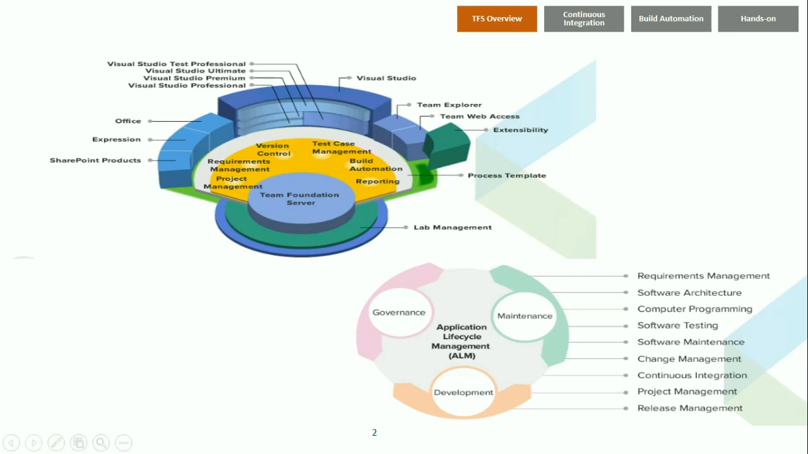I have this second view which talks about what I just described. They call it application lifecycle management. So they maintain your code, they deploy your code, and they provide governance and control over your codebase. So you can see requirement management, software architecture, programming, testing, maintenance, change management, integration, deployment. Deployment falls under release management. We have a similar tool, IBM UrbanCode, which was made with the same intention, but TFS seems to be the most popular these days because of its simplicity, and because it's Microsoft.